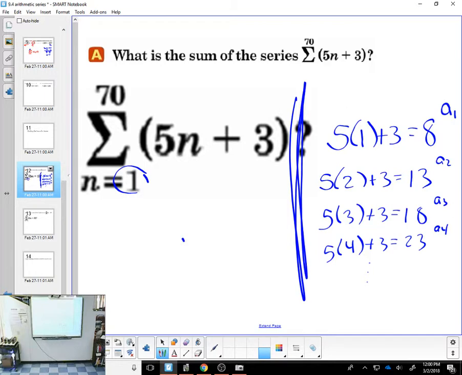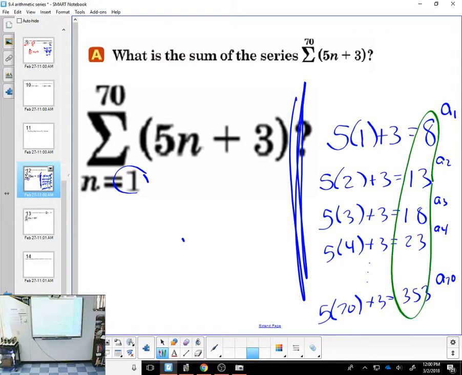How many times am I going to do that? 70 times. Yeah. 5 times 70 plus 3. That's 350? 353. And that, my friends, would be a sub 70. At this point, I would get all of these values and add them up. But you understand what's happening with summation notation? They're saying, hey, this is how I can get every single value, every a sub n, if you will, and we're going from 1 to 70.